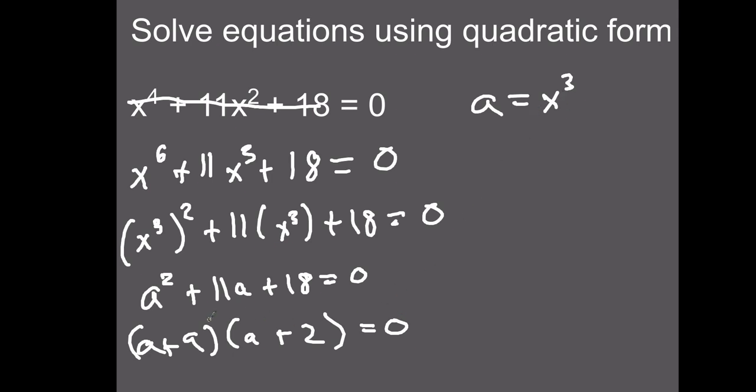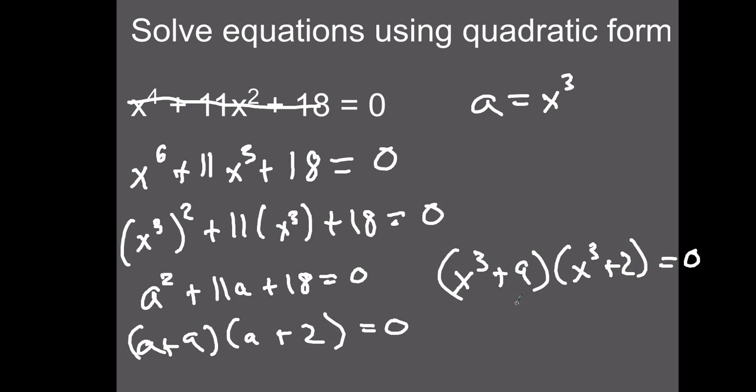And then I substitute back in for a, and I get x cubed plus 9 times x cubed plus 2 equals 0. And this is true when x cubed plus 9 equals 0 or when x cubed plus 2 equals 0. So you actually don't have the tools you need to solve either of these yet. But that's all for this lesson.